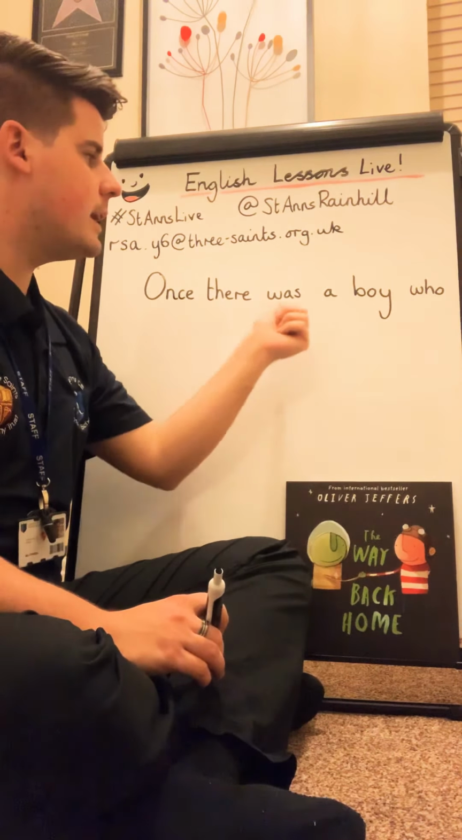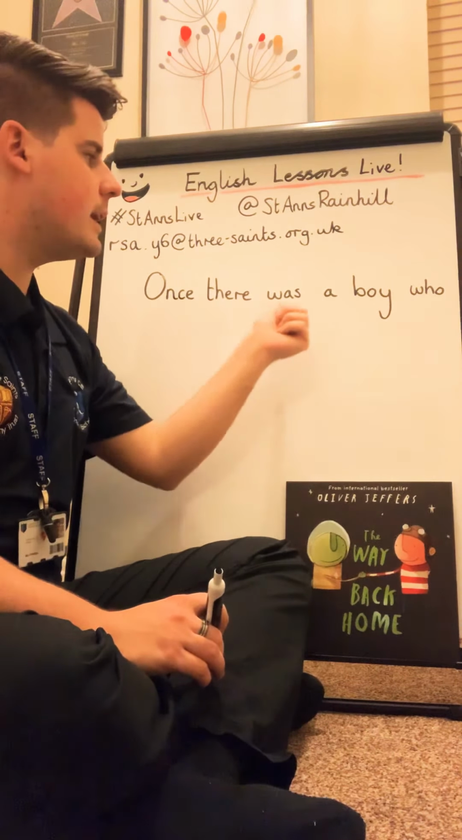I'm going to say, once there was a boy who, I like this, who loved adventure and exploring. So I put two things that he liked. So my full sentence now is, once there was a boy who loved adventure and exploring.